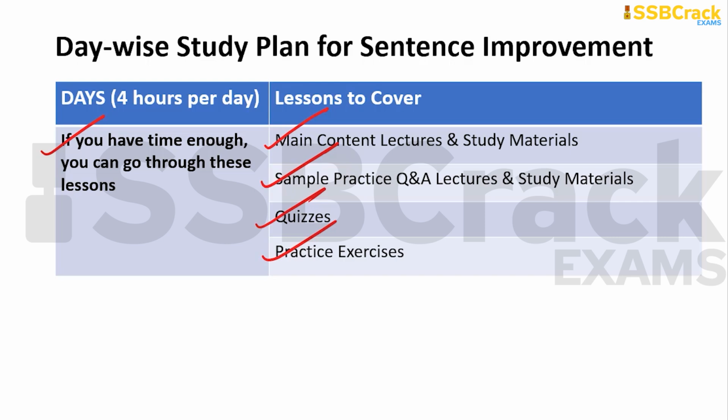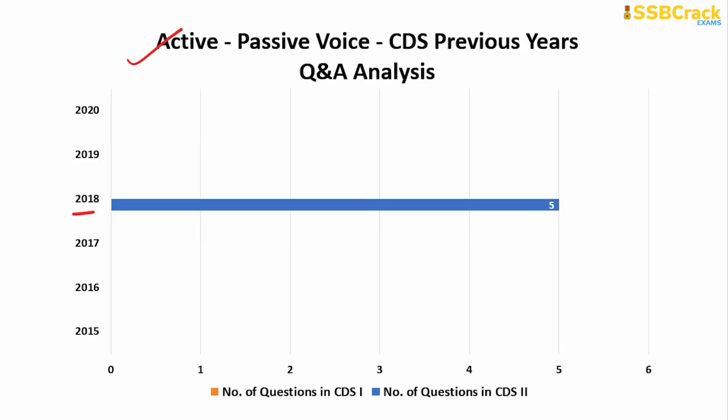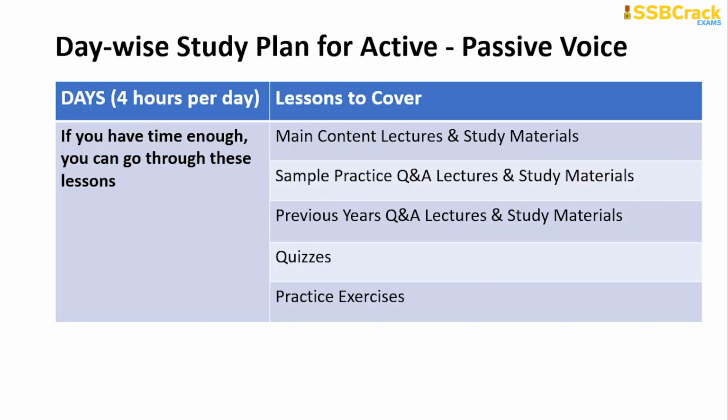Now comes active passive voice. Again you can see only in the year 2018, and that too in the CDS 2 paper, 5 questions came from this topic. No questions ever came in 2015, 2016 or 2017, and no questions came in 2019 or 2020. That is why again there's a very small chance of you getting a question from active passive voice. So if you have time, you can go through these lessons and cover them.